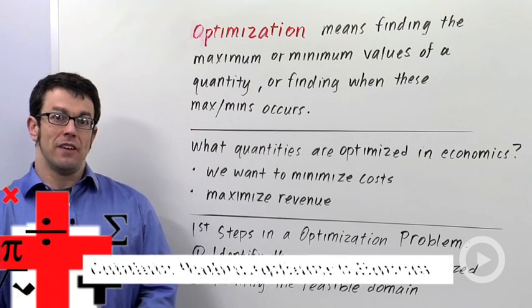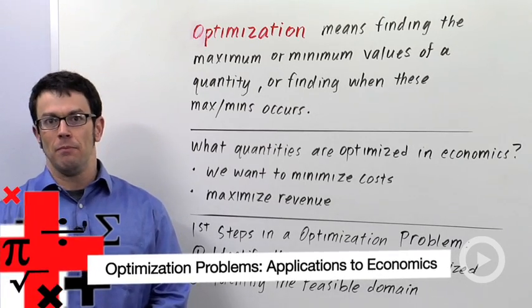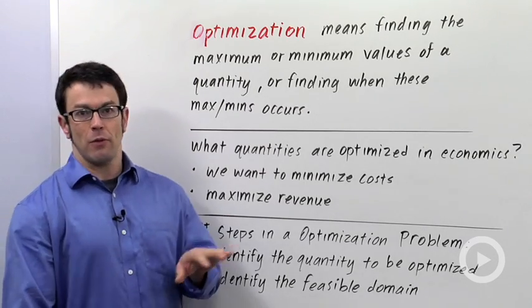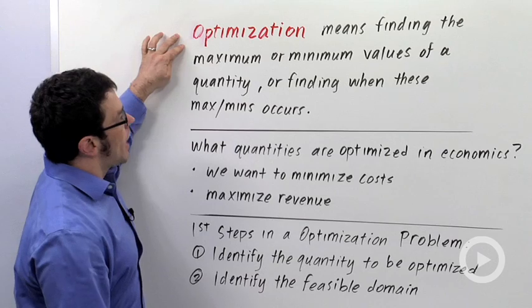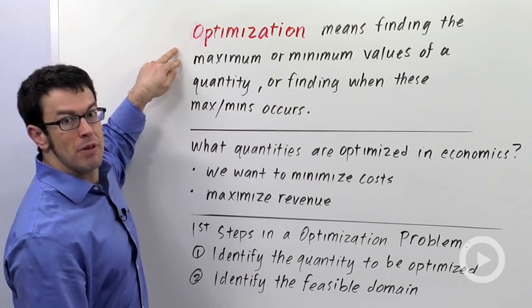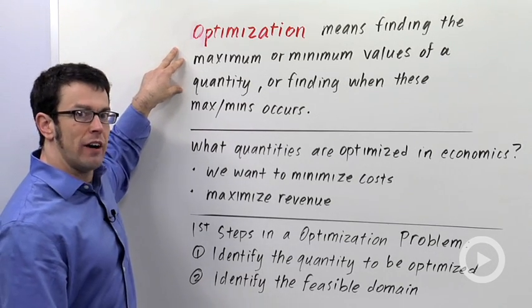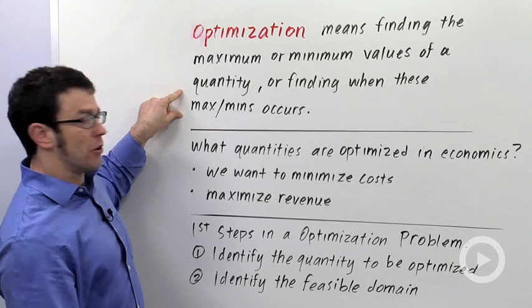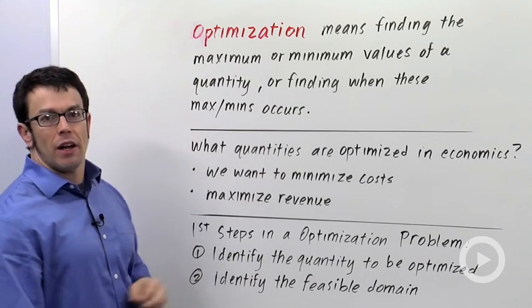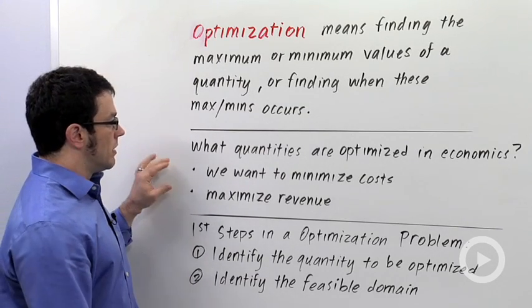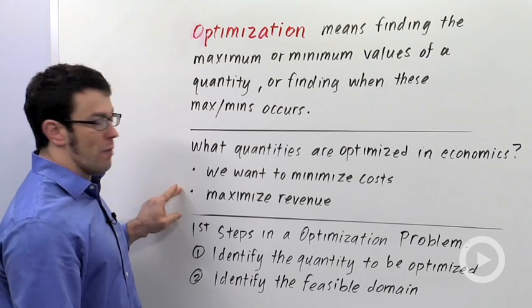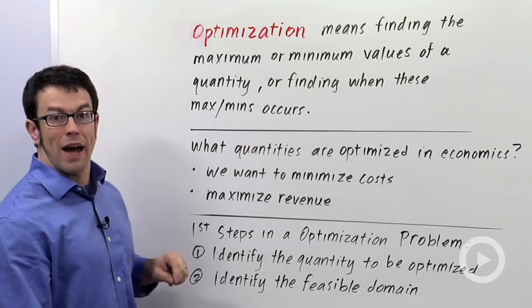I want to talk about the kinds of optimization problems that are going to come up in economics. First of all, let me remind you what optimization is. Optimization means finding the maximum or minimum values of a quantity, or finding when these maximums occur. Now, what quantities are optimized in economics? We can minimize costs or maximize revenue. We can also maximize profit.